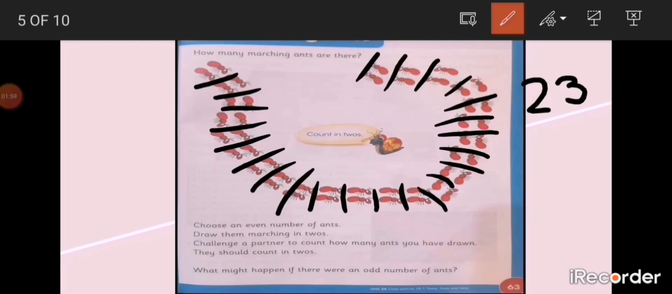So total number of ants here: pairs of ants are 23, and in each pair there are 2. Or in each group there are 2. So we can count in twos. So we multiply it by 2. As we have to add 2 again and again, we have to add in twos. We are counting twos again and again. It means it's a repeated addition. That's why we use the multiplication table of 2.